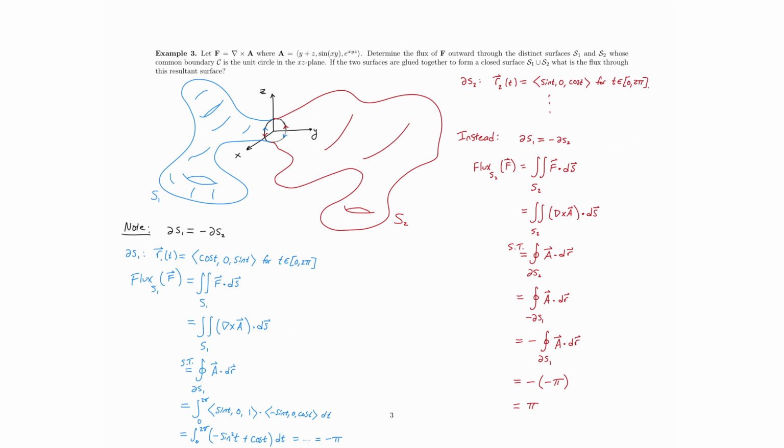So to revisit, or to just make sure we've answered everything, determine the flux of F outward through the distinct surfaces S1 and S2, whose common boundary C is the unit circle in the xz plane. Check and check. We've determined the two fluxes. The follow-up question is, if these two surfaces are glued together to form a closed surface, what is the flux through this resultant surface? Well, I guess I'll do this right in the middle here.